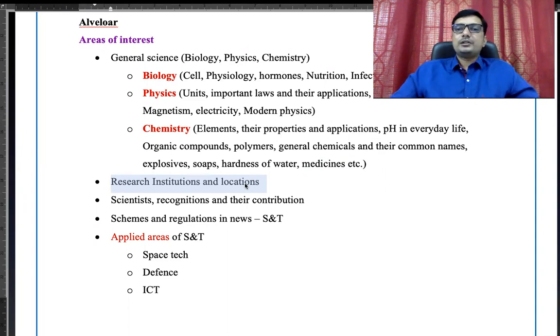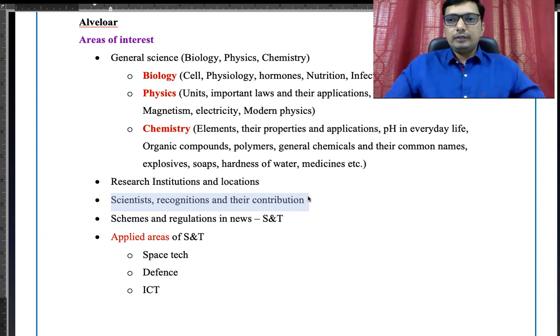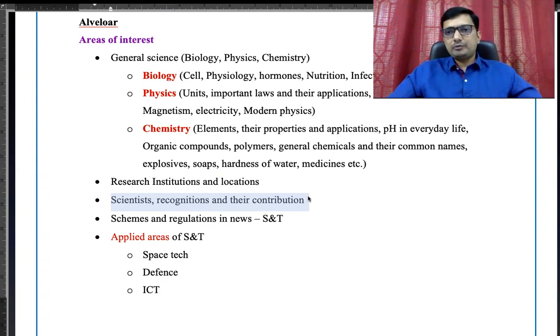National Institute of Nutrition, where is it located? Indian Institute of Sciences, where is it located? Okay, like that, there are many key organizations and their locations. Then scientists' recognitions and their contribution is also important. Famous scientists. Also, I'll give you some sample questions in the next session that they asked about Satyendranath Bose. Scientists who got Nobel Prizes, right? Scientists who discovered things like DNA fingerprinting, for example. These type of questions are important for the exam.